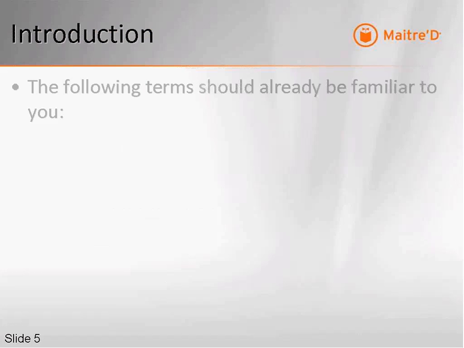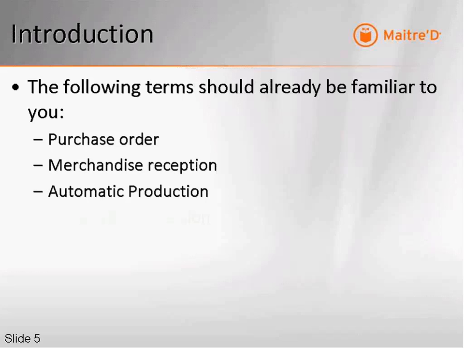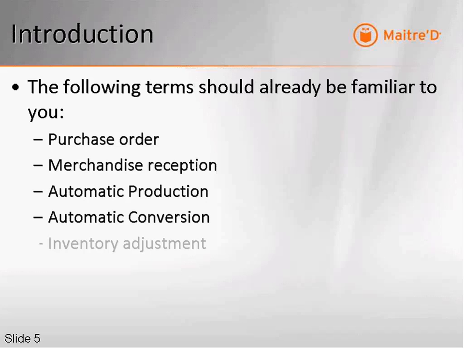You should already be familiar with a couple of terms that are used in the Maitre'D inventory world. First of all, there's a purchase order, merchandise reception, automatic production, automatic conversion, adjustments, and item cost. If you heard those terms before, but you're not sure exactly what they do, don't worry, because you'll see that it's so well tied in with the new features that we're going to see today. The presentation of today can actually make you understand those terms better. What's important is that at least these terms be familiar to you so that you can benefit from this presentation.